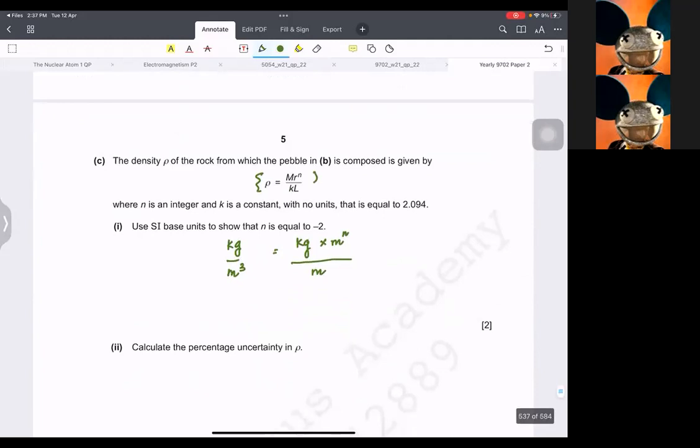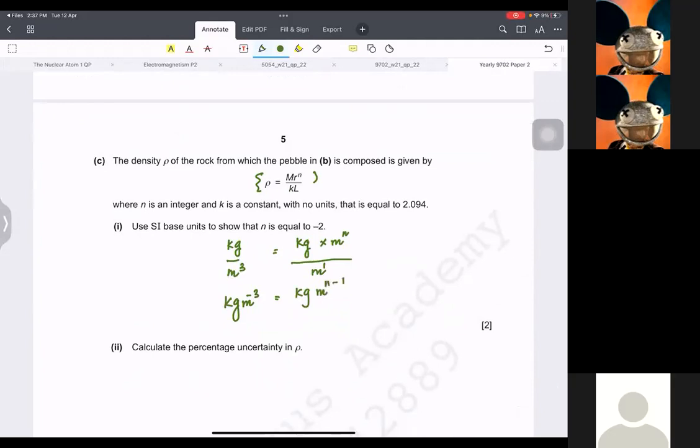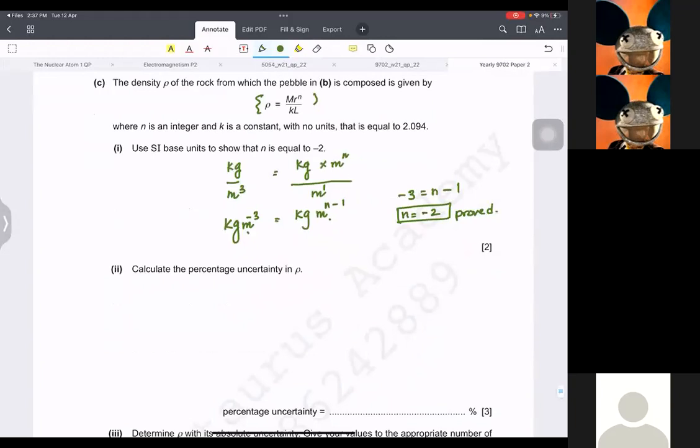Now we have this, and we would like to write it like this. kg m^-3 equals kg. If I take this to the top, it will be m^(n-1). Now I can compare the power of this and the power of this. So it will be minus 3 equals n minus 1, and n will be minus 2. So that's proved.